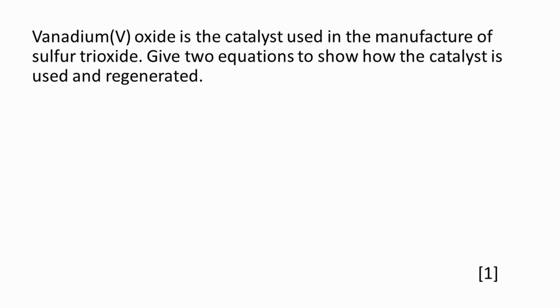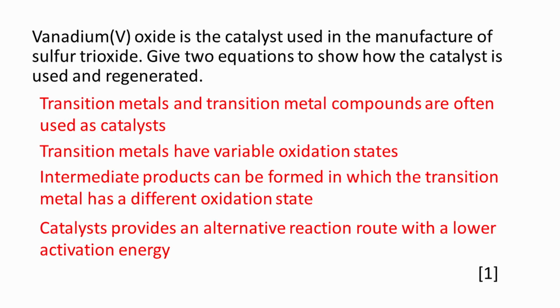Here's the final part of the question. Vanadium 5 oxide is the catalyst used in the manufacture of sulfur trioxide. Give 2 equations to show how the catalyst is used and regenerated. Transition metals and transition metal compounds are often used as catalysts. Transition metals have variable oxidation states.